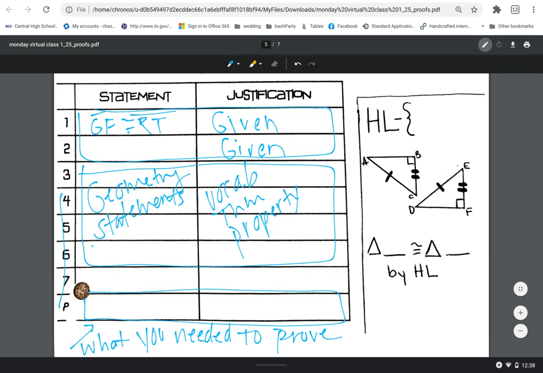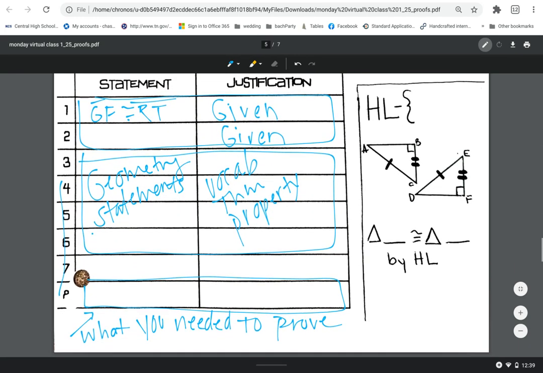Okay, so we talked about this one on Friday. This one doesn't come up as often, but remember hypotenuse leg. That means that the hypotenuses are congruent and they have one corresponding leg that's congruent. And it can only be with right triangles.